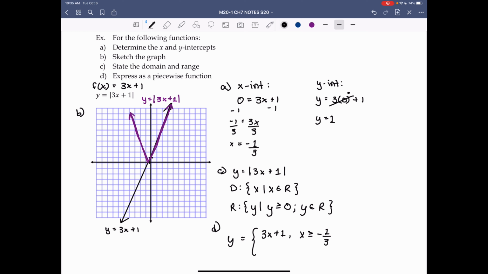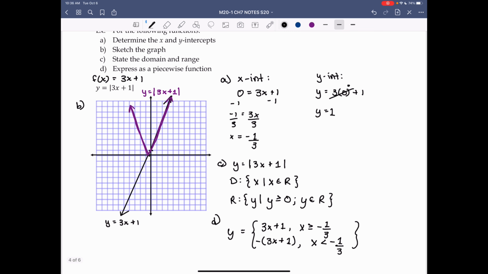And then we do the negative. The piece that gets reflected up is negative f of x. So negative bracket 3x plus 1, close bracket. When is this the case? When x is less than our x-intercept in this case. That was the portion of the original function that was below the x-axis. So that's the portion of the absolute value function that gets reflected. So for x less than negative 1 over 3, and then close our curly brackets. There's our piecewise function.